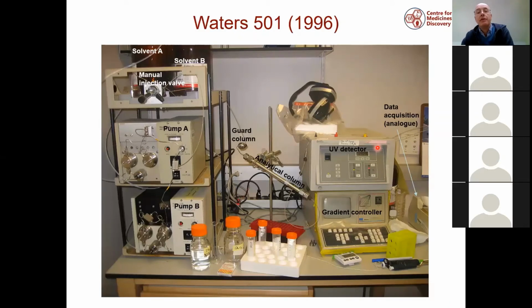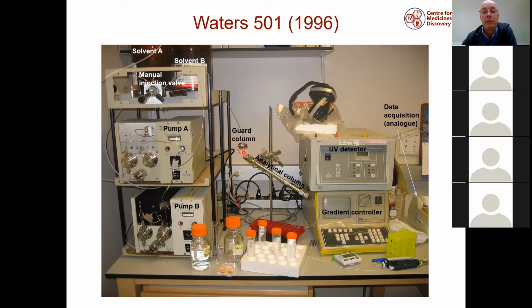Here's a very primitive HPLC system from a very long time ago. I'm showing you this because you can see these individual components. So these are our solvents, A and B. We have a manual injection valve. You won't find these very often now. There are two pumps to deliver both solvents.